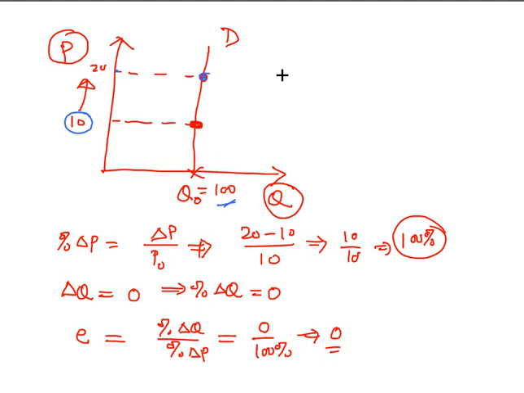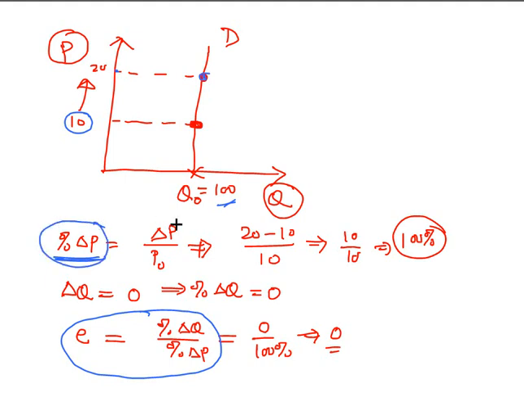Let us try to find out the elasticity of this. As you know, elasticity is given as percentage change in the quantity divided by percentage change in the price, right? So first we'll find out the percentage change in the price. Percentage change in the price is change in the price divided by P naught. What is the change in the price? Final price is 20, initial price is 10, so 20 minus 10, divided by your original price, which is 10, so 10 by 10, which is 100%.